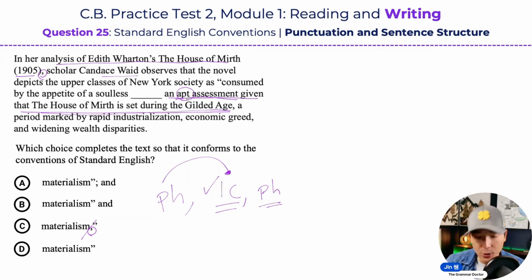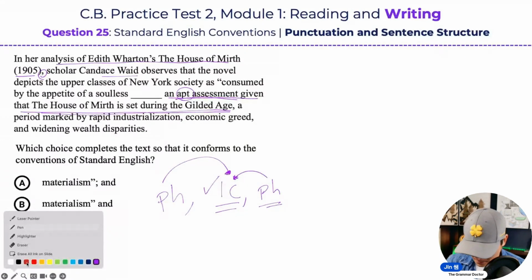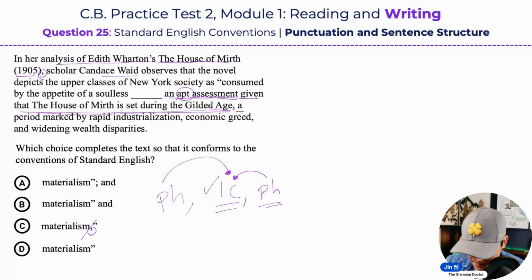So this is just giving you additional information about the observation that Candace Wade made. The writer is saying that the observation that Candace Wade made was apt. It was appropriate, right? And then the last question I could ask you is, what's the Gilded Age? You would say it's a period marked by rapid industrialization, economic greed, and widening wealth disparities, right? So this would be your other component as well, okay?